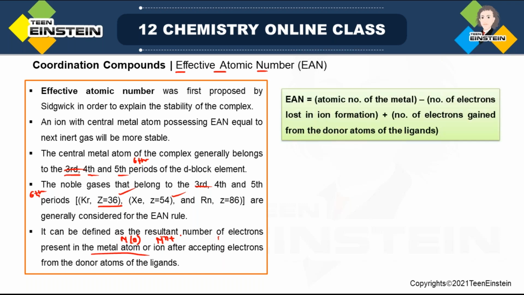So how to calculate it? Very easy. First you have to consider the atomic number of the metal. Next you have to consider the number of electrons lost in the particular oxidation state formation. Suppose it is nickel, it has atomic number 28, but if it has oxidation state 2+, then you have to subtract 2 electrons. So there is a negative sign. Then plus the number of electrons gained from the donor atoms.